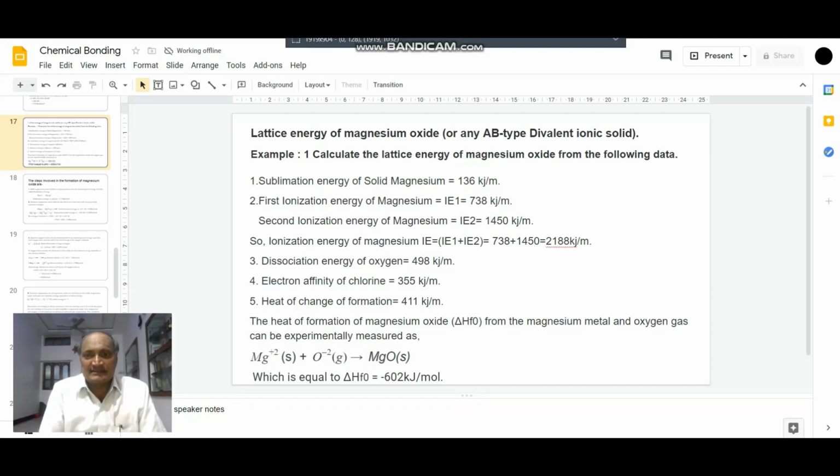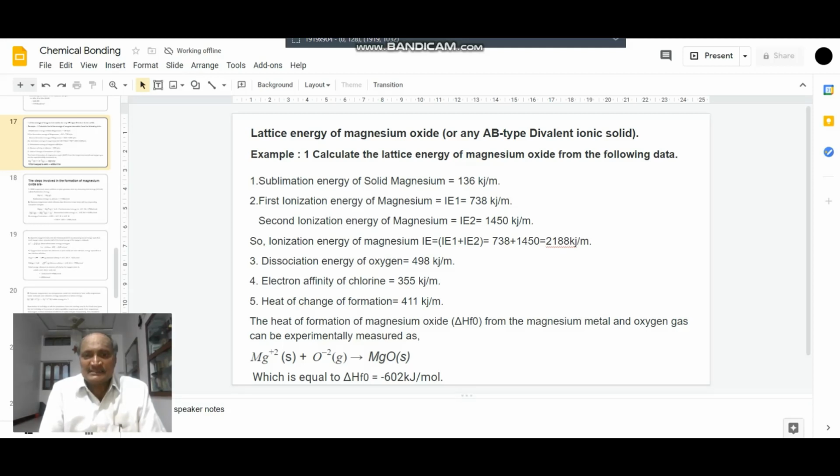Here we are going to consider the ionization energy of magnesium as the first ionization energy and the second ionization energy, because for the formation of an ion from a metal atom, if we remove one electron, it forms an M plus 1 cation. But here in magnesium, we have to make magnesium plus 2 because it is a divalent atom. So we have to consider the first as well as the second ionization energy of magnesium. The first ionization energy is the energy required for the removal of one electron, and the second ionization energy is the energy required to remove the second electron.